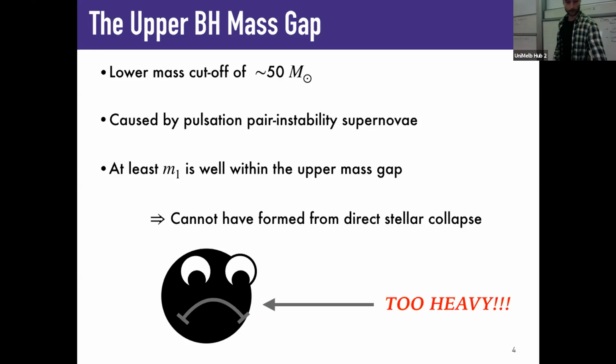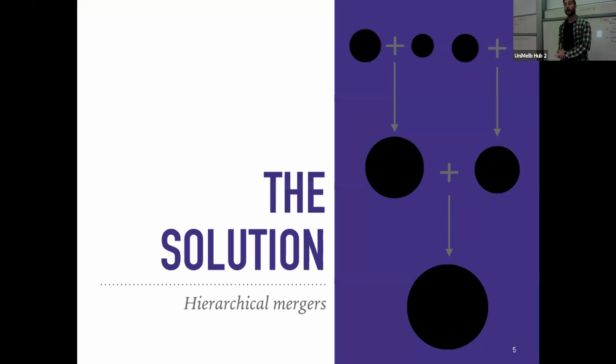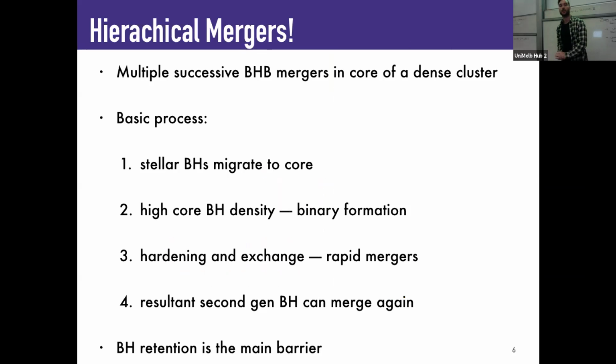What do we know? We want to work out how we can form such a heavy primary, and that's where hierarchical mergers come in as a potential solution. You've already heard a bit about this, but I'll just give a brief overview again. Hierarchical mergers are when you have successive black hole binary mergers in the course of dense star clusters, such as globular clusters. The basic process is you form your regular stellar black holes, and they quickly migrate to the center of the cluster due to dynamical friction.